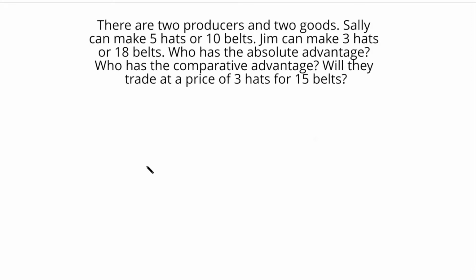Today I will be going through an example of comparative advantage. In our example, there are two producers and two goods. Sally can make 5 hats or 10 belts. Jim can make 3 hats or 18 belts.